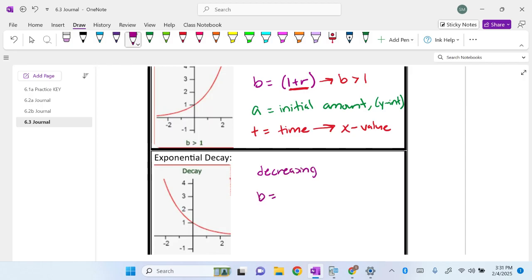Our B value comes from 1 minus R, which again, if we're subtracting a decimal from 1, that means we are going to get a smaller decimal that's going to be somewhere in fraction land. So it'll be between 0 and 1. And again, A is still equal to your initial amount, which is also your y-intercept if you're looking at it from a graph standpoint. And T is still your time. And remember, time is still your x value.